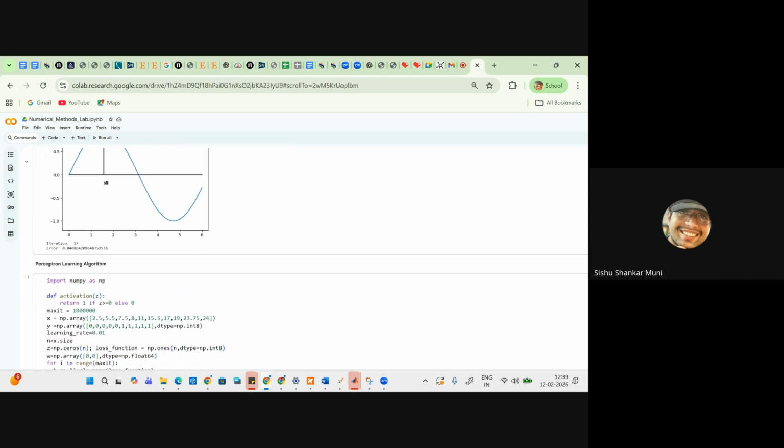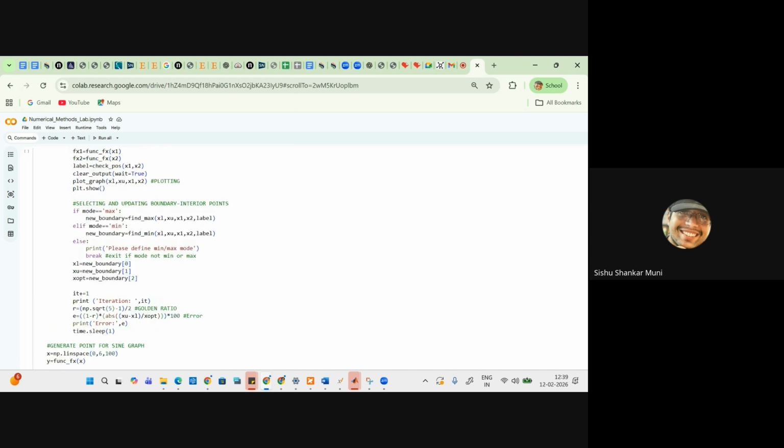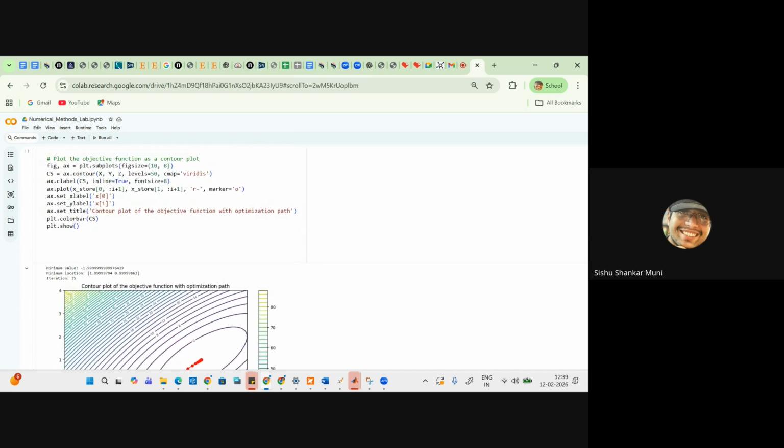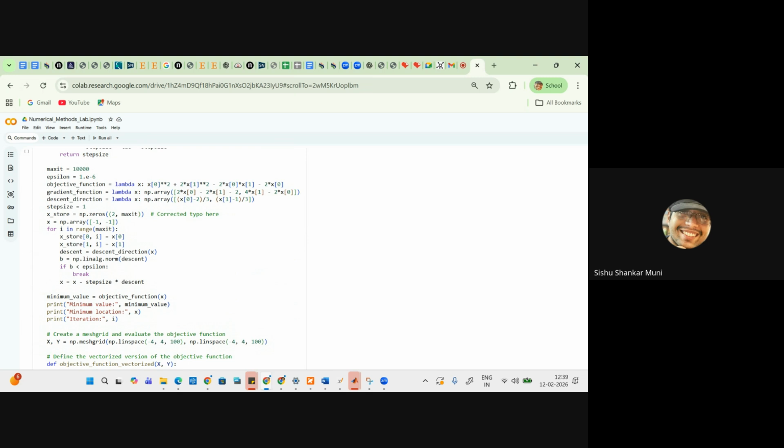Perceptron will be next soon. I will share this code next class. Next class, we will learn about n-dimensional Newton's method and why the n-dimensional Newton method can sometimes be better than the gradient descent method. We'll learn about it. So we can stop here.